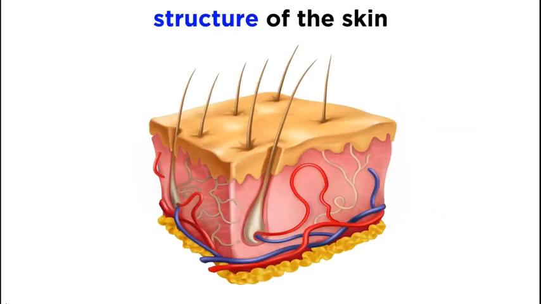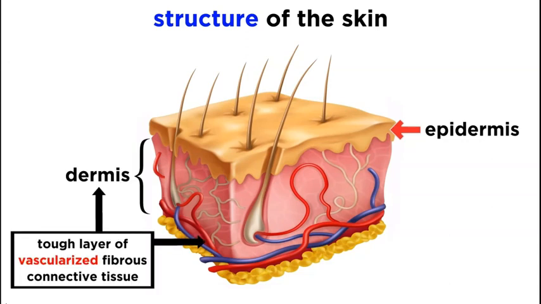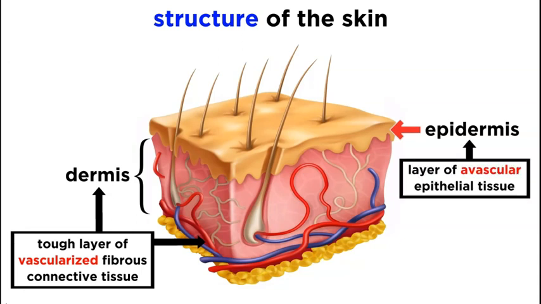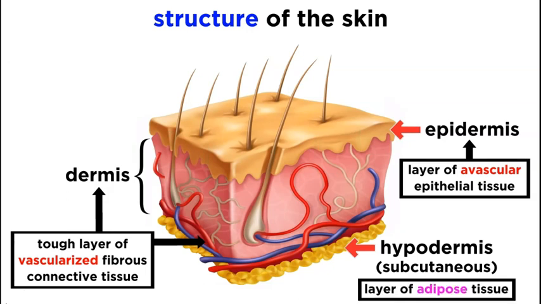Our skin is made of two regions, a thin outer layer, which is the epidermis, and a thicker inner layer called the dermis. The dermis, which is a tough layer of fibrous connective tissue, is vascularized, getting its nutrients from the bloodstream. The epidermis, which is made of epithelial tissue, is avascular, so it gets nutrients by diffusion through the tissue fluid from the dermis. In addition, below the dermis is the subcutaneous layer, also called the hypodermis. This is made predominantly of adipose tissue, and it anchors the skin to other structures below.